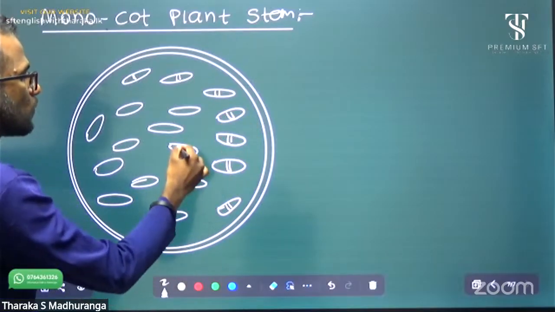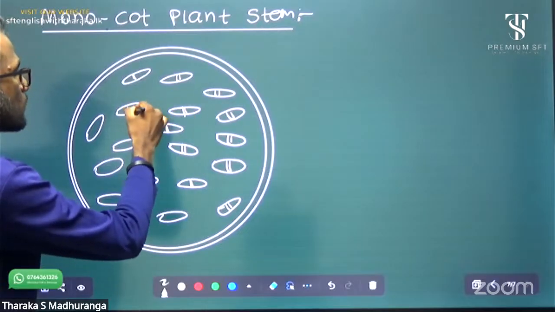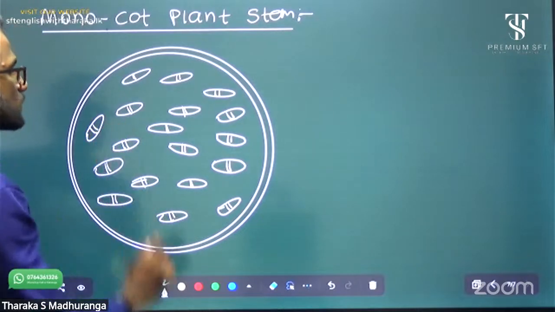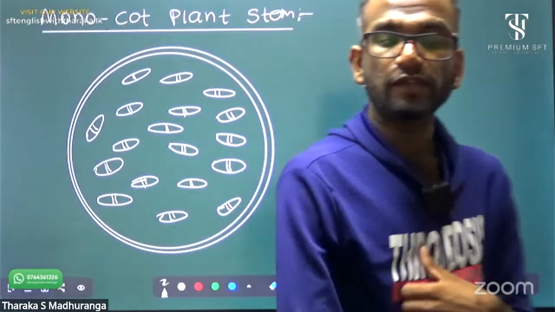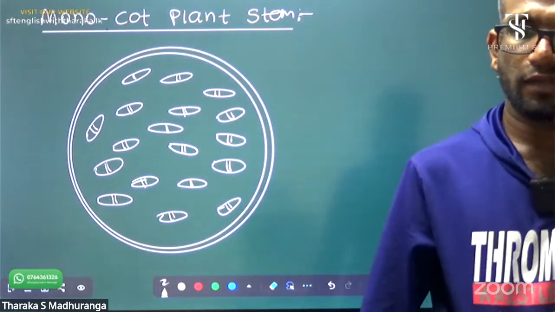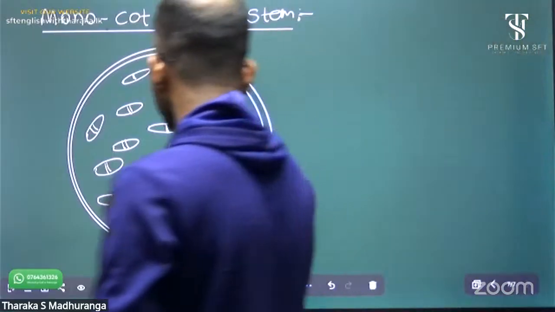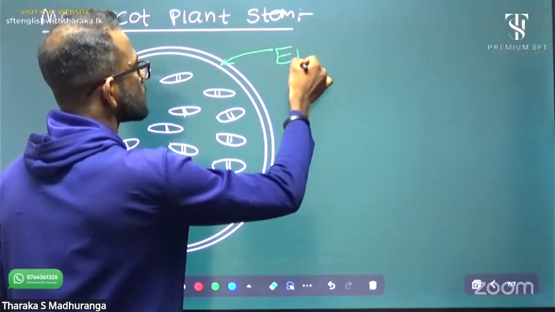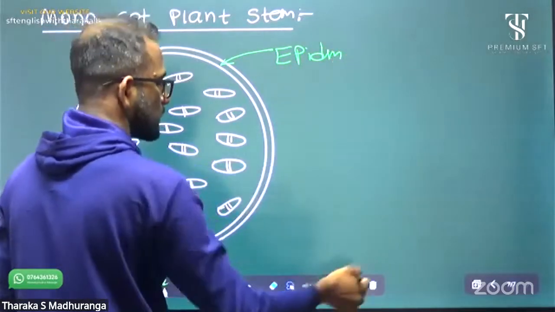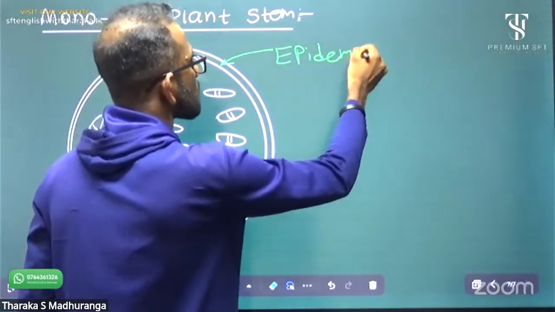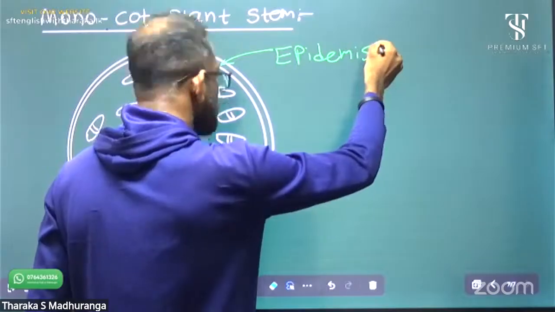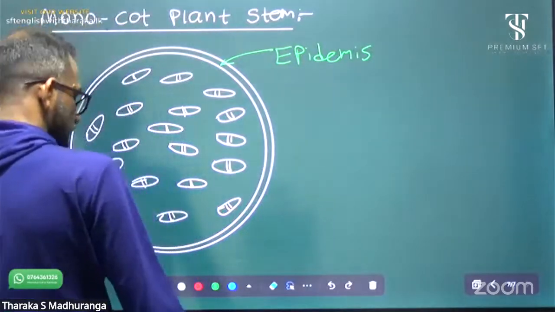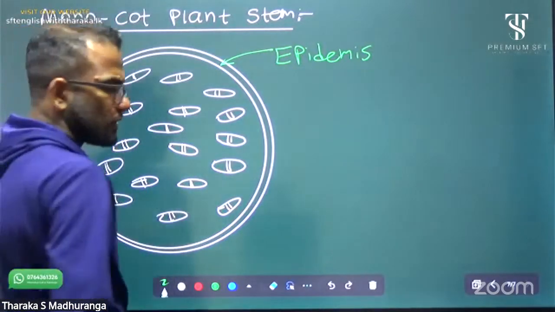Okay, there is no specific order like the dicot plant stem. But dicot has a beautiful order, no? In monocotyledon plants, vascular bundles are randomly located. We can't say what the order is. Randomly located. What is the outer layer? Epidermis. And no cortex and pith separated.